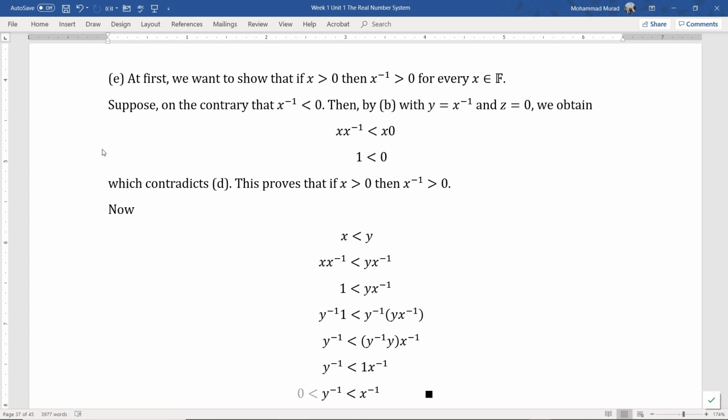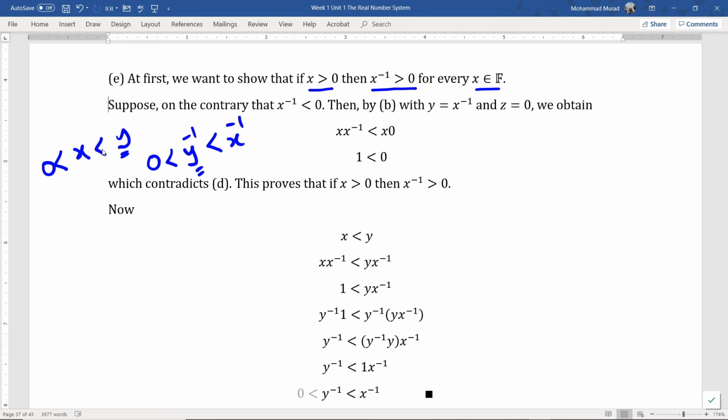Namely, if y is bigger than x, bigger than 0, then their multiplicative inverses satisfy this relation. So, the bigger the field element, the smaller the multiplicative inverse. In order to show that, we first want to prove that if x is positive, then its multiplicative inverse is also positive. And this is true for every element in the field.